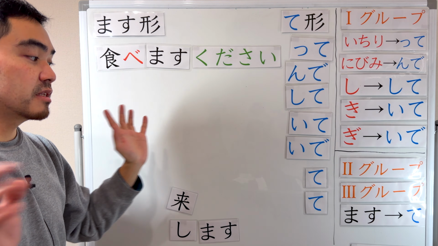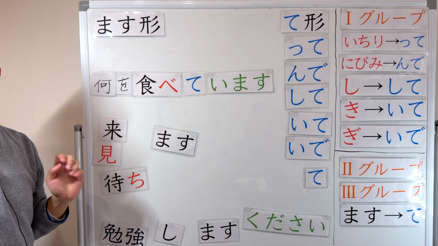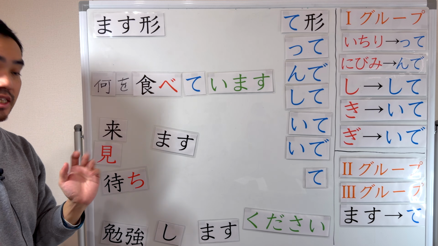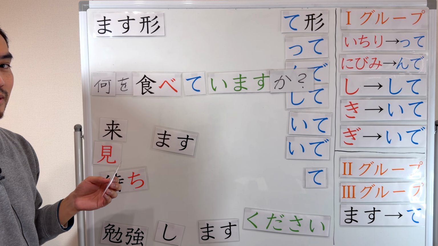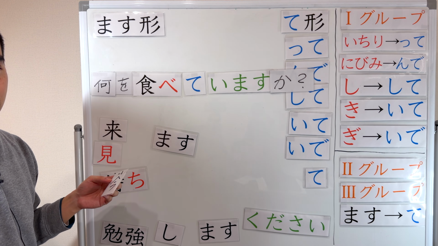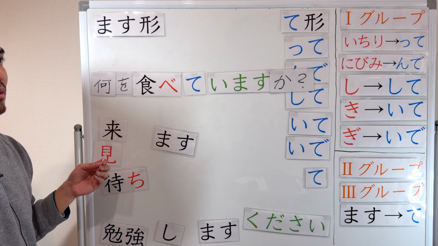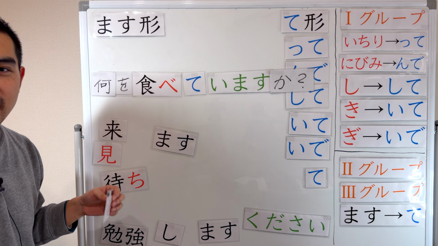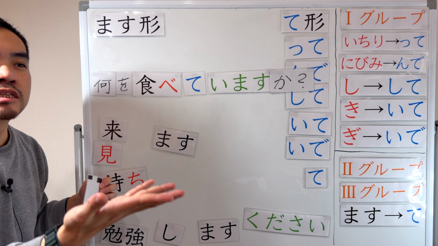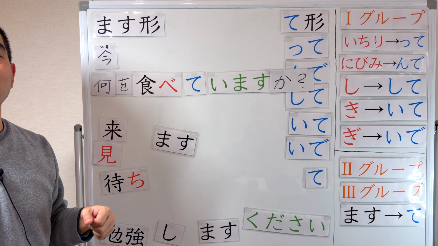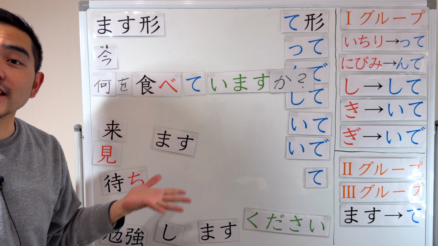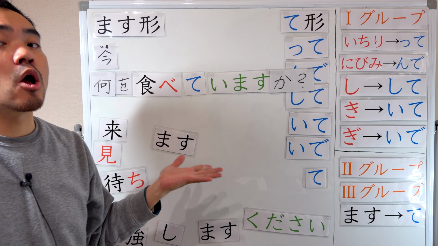So if you want to express what you are doing, then place O and this is what. So you can ask like this. 何を食べていますか？What are you eating? But you want to add something at the end. What are you eating right now? 今何を食べていますか？This is literally saying, what are you eating right now?